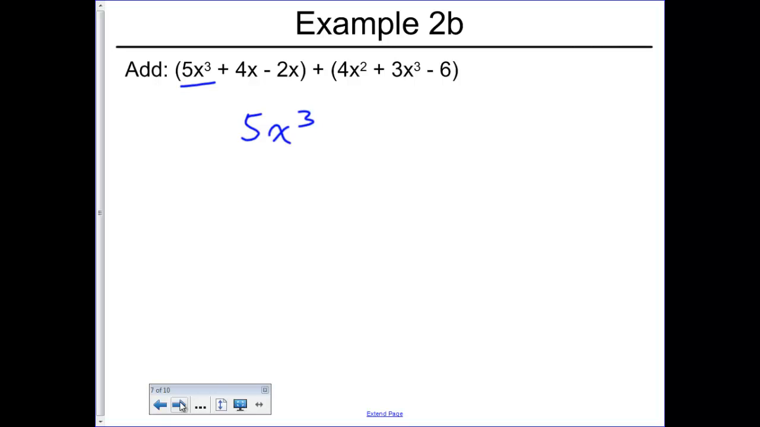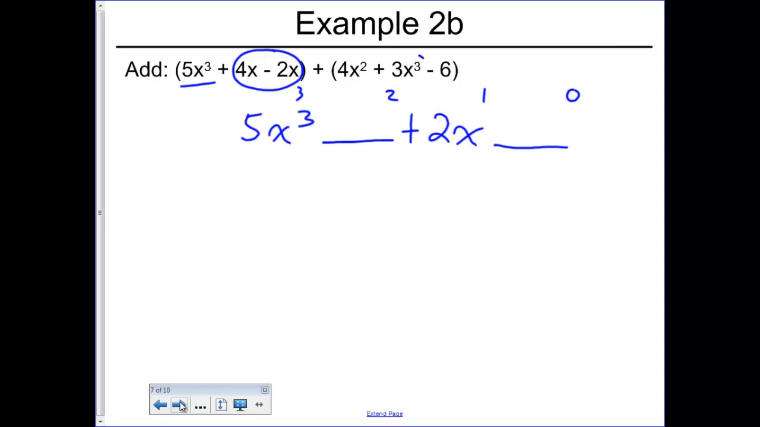That would make my next one down. So I'm going to leave a space here, a blank. And I'm going to combine my x's to the first power and bring that down next. That's a 4x minus 2x, which is a positive 2x. And I don't have any constant terms, so I'm going to leave that one blank also. So normally we'd have a power 3 here, power 2, power 1, and then a degree of 0, which is my constant terms, but there's nothing there.